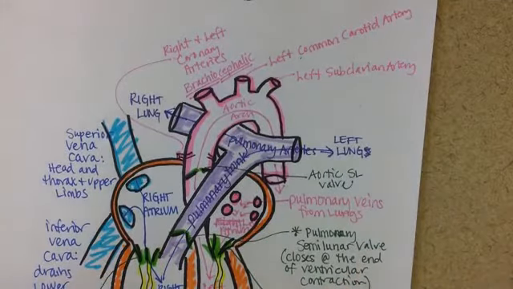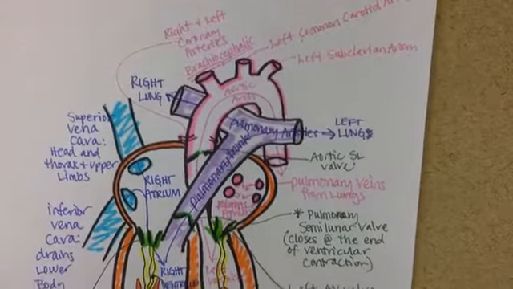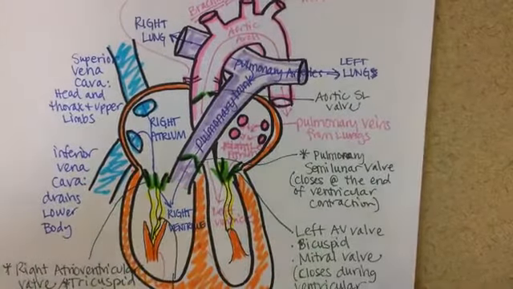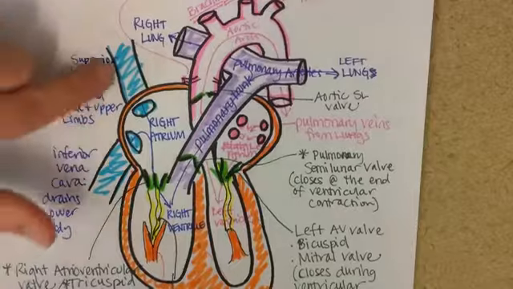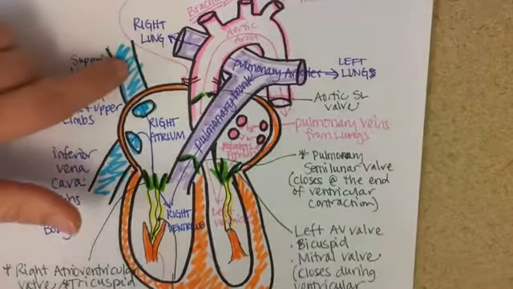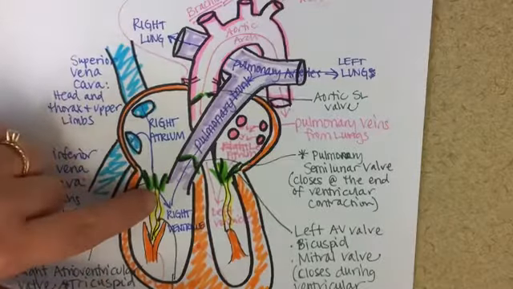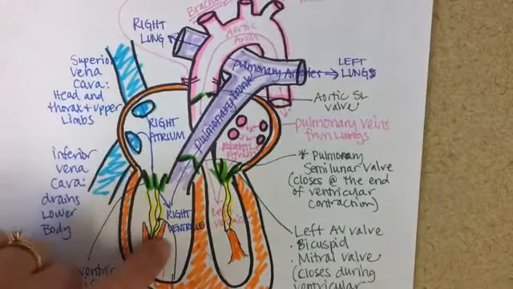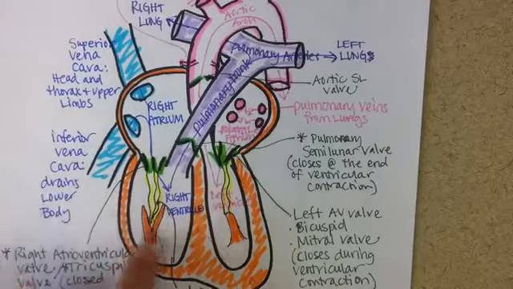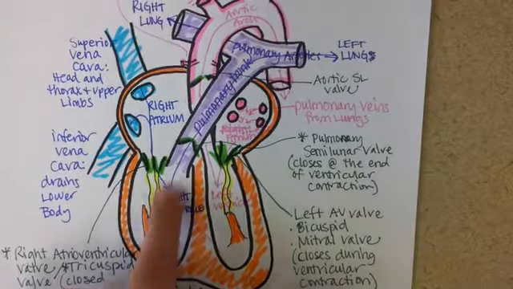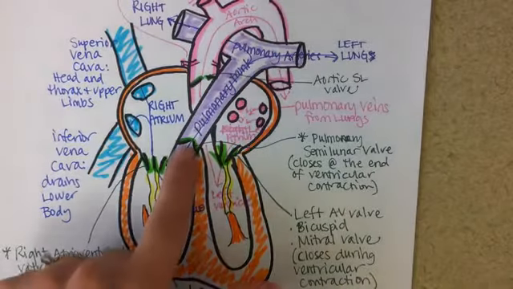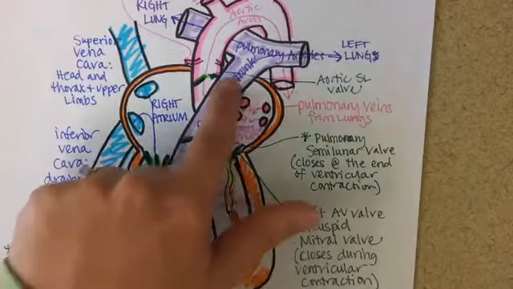Okay, I'm going to go through the pathway one more time. Deoxygenated blood enters the right atrium via the superior and inferior vena cavas. It passes through the right AV valve and enters the right ventricle. When the ventricle pumps, it pushes blood up and out through the semilunar valve and to the lungs.